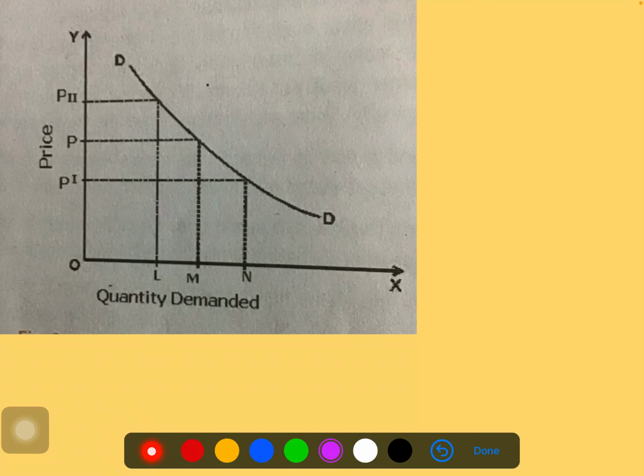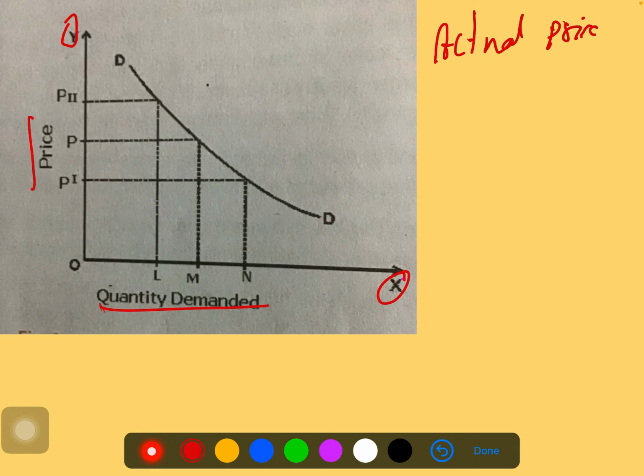On the x-axis we have quantity demanded, and on the y-axis you have price. Now see, the actual price, if you take it as P, can you see here P? Then the actual demand, quantity demanded QD, is M. Can you see here? The actual price is P and the actual quantity demanded is M.